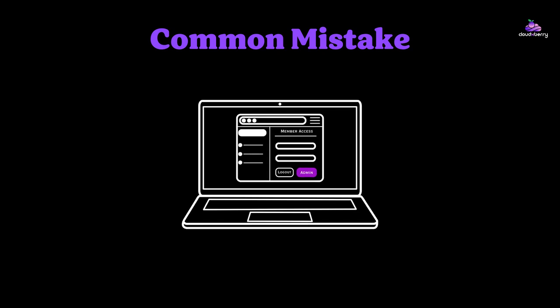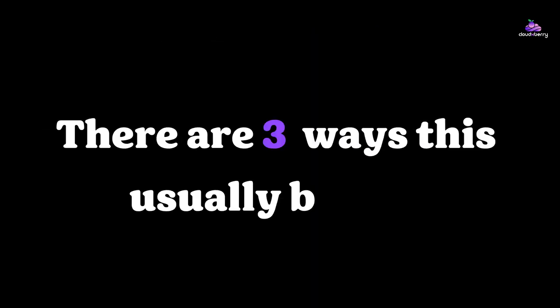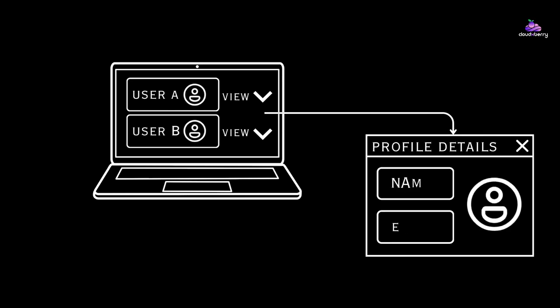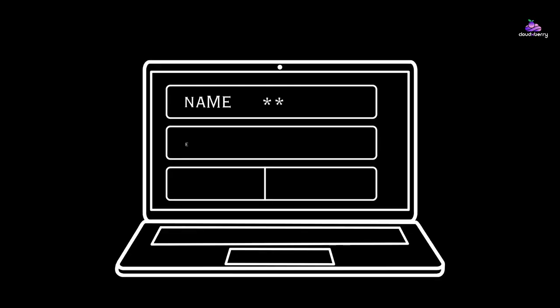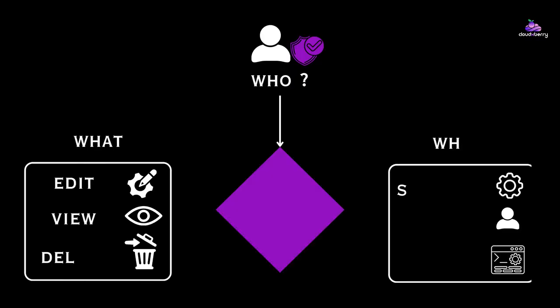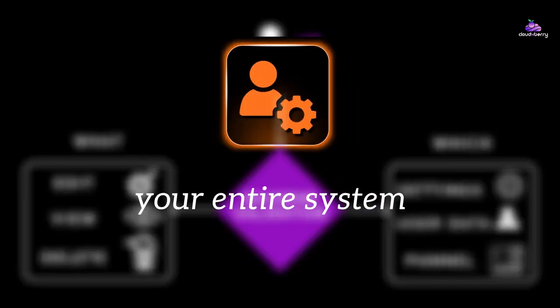Another very common mistake is not enforcing proper access control. There are 3 ways this usually breaks. Users performing actions they shouldn't, like deleting data, users accessing data they shouldn't, like other users' info, users modifying fields they shouldn't, like roles or pricing. So always validate who is making the request, what action they are trying to perform, and on which resource. And if this validation is missing, your entire system becomes exposed.